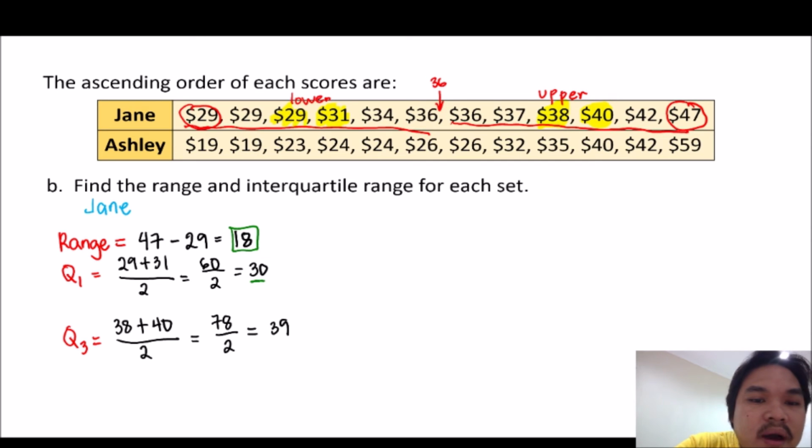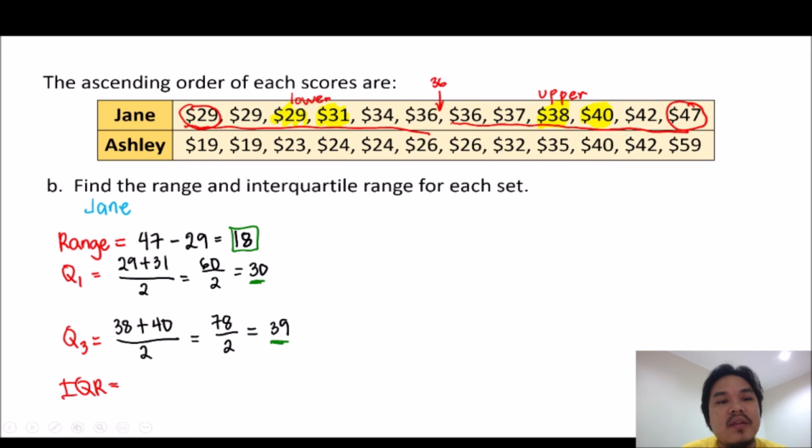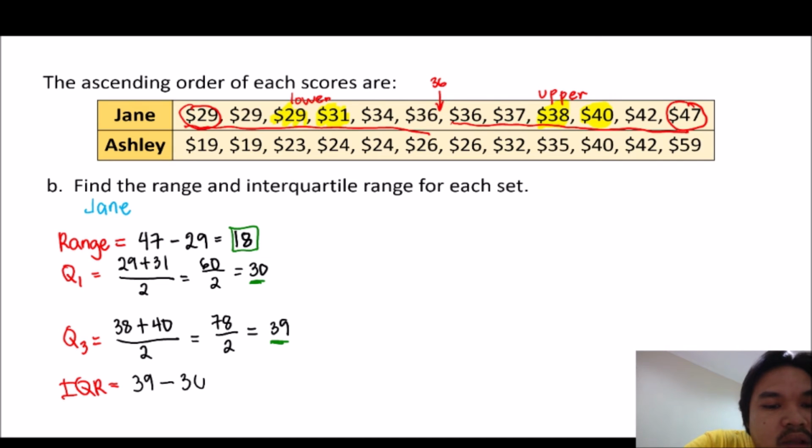Our quartile 1 is 30. Our quartile 3 is 39. So to compute the interquartile range, we will just get the difference of quartile 3 and quartile 1. So Q3 is 39 minus quartile 1, which is 30. So 39 minus 30 is 9. Okay, so our IQR is 9.